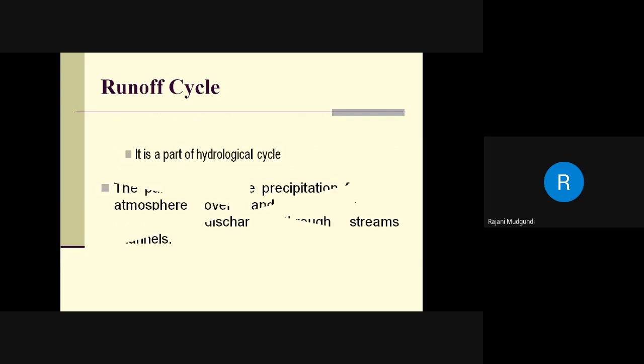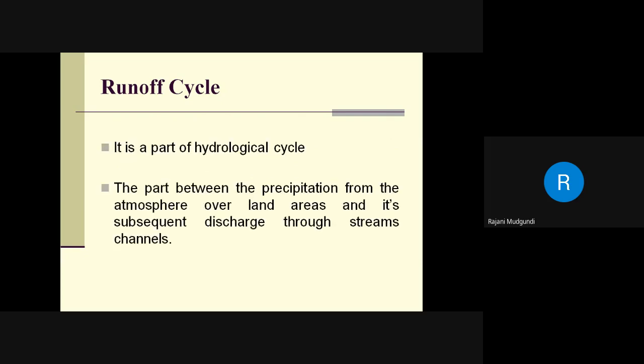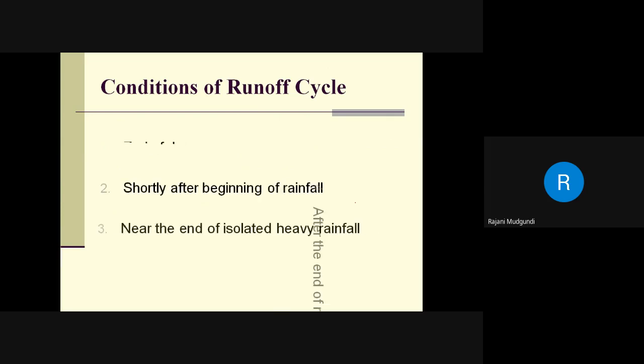evaporated. Now coming to the part of the runoff cycle, which is basically a part of the hydrological cycle itself. So this is the part between the precipitation from the atmosphere over the land areas and its subsequent discharge through the streams or channels. So from the instant the rain falls, that water will reach the nearby stream or lake. Right?